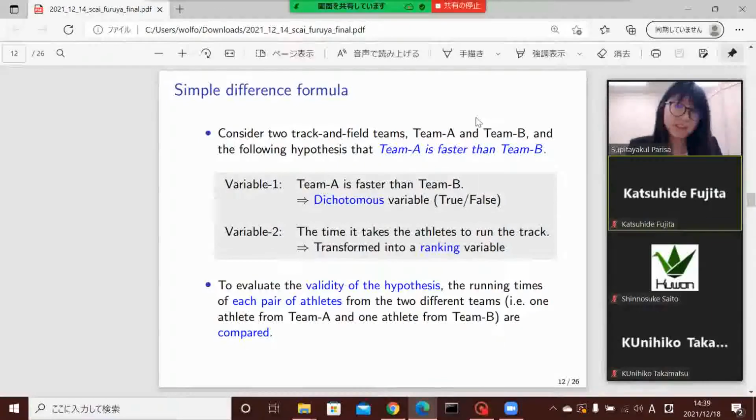The answer to this question should be yes or no, true or false. This answer can be considered a dichotomous variable. It's like two distinct categories. And the next variable is the time it takes the athlete to run the track. This one can also be transformed into a ranking variable. So to evaluate the validity of the hypothesis, the running time of each pair of athletes from the two different teams is compared.